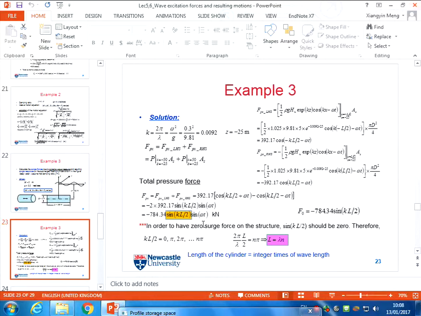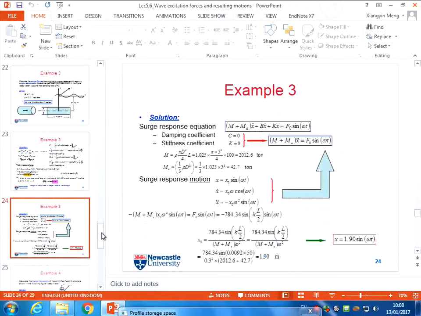Example 3, no. Let me see. I checked this thing. Where does this come from? Because I understand that you are deriving this so you can get the acceleration.